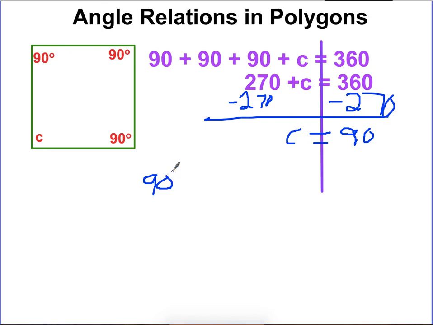And again, we can check by substituting that back in for C and doing 90 plus 90 plus 90 plus 90. We would get 360. And that actually makes a special type of quadrilateral here. That makes a rectangle. Not necessarily a square, but it makes a rectangle because all the angles are 90 degrees.